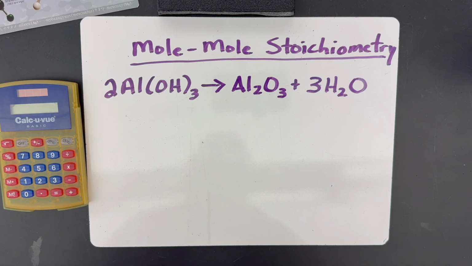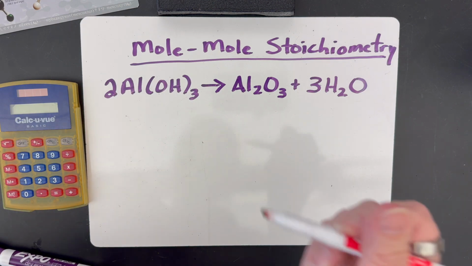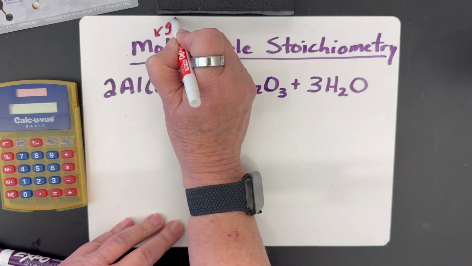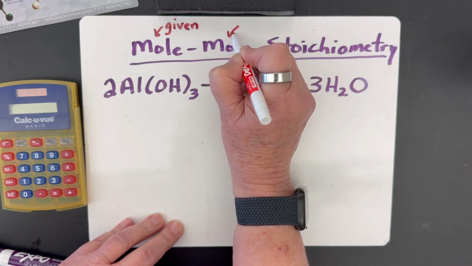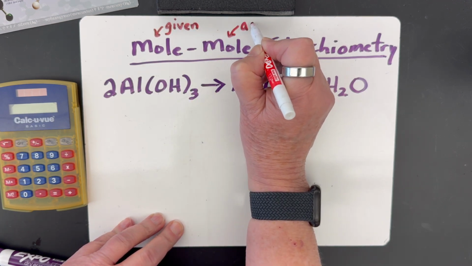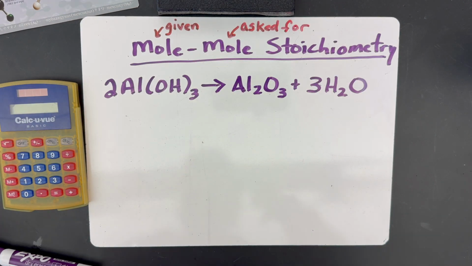In this video, I'm going to talk about mole-mole stoichiometry problems. The first mole indicates what you are given in the problem, and the second mole indicates what you are asked for at the end, what you're supposed to find. So we're going to be given moles of one thing and asked for moles of something else.